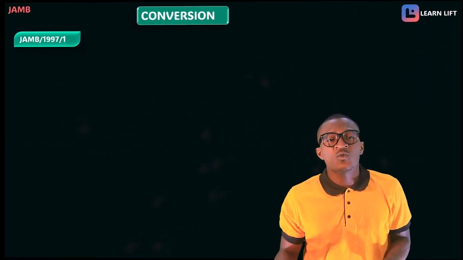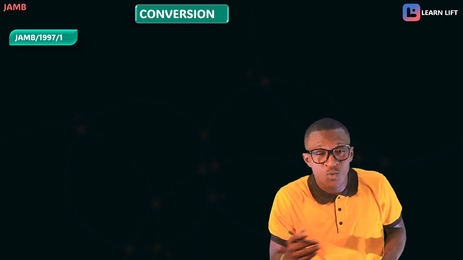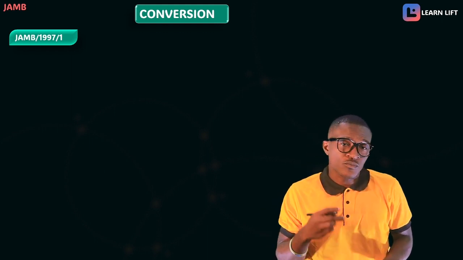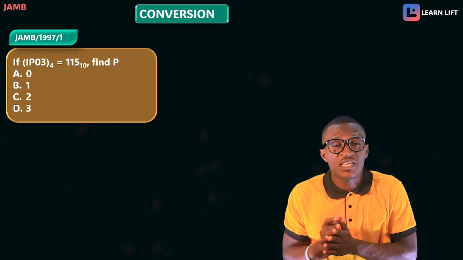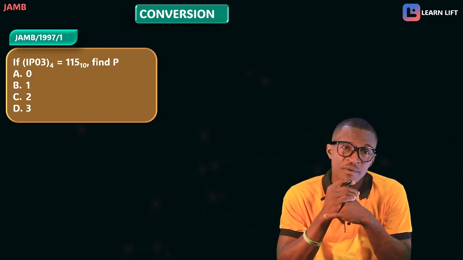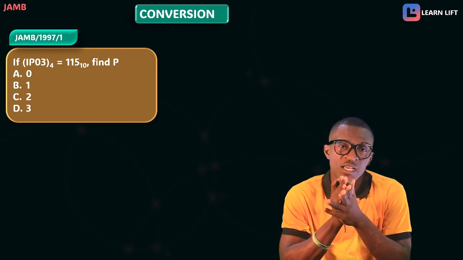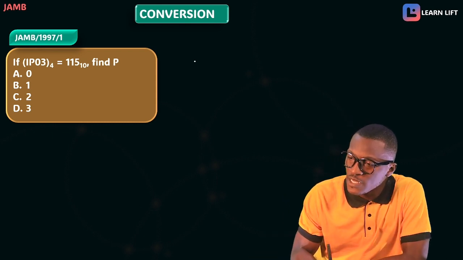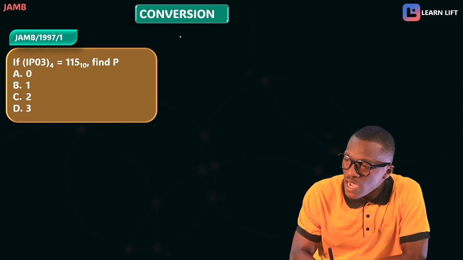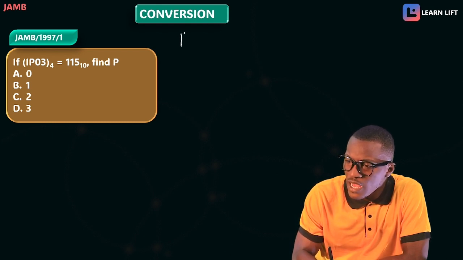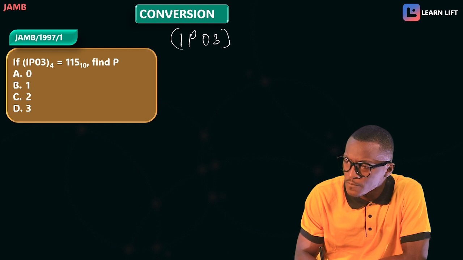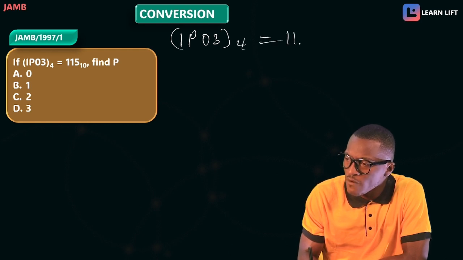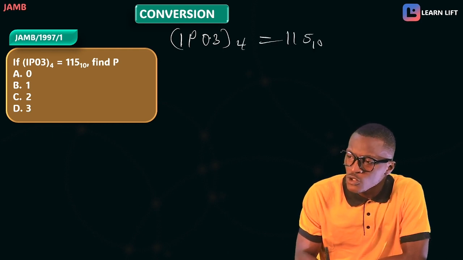Let's take the next question. JAMB 1997 question 1. Let's see the question. They say if 1p3 base 4 is equal to 115 base 10, what is p? Remember that 115 is already in base 10. So from here, this becomes 1p3 base 4 is equal to 115, which is already in base 10. So I'll convert this to base 10.